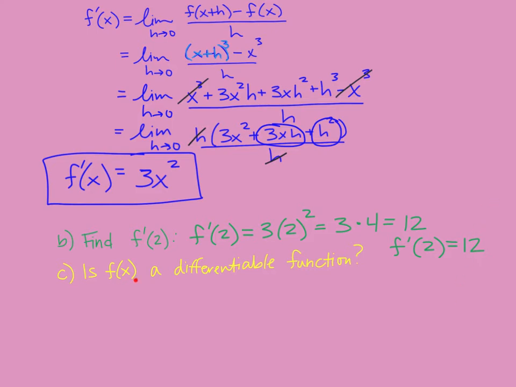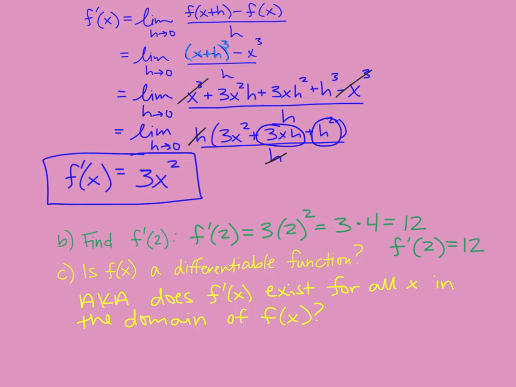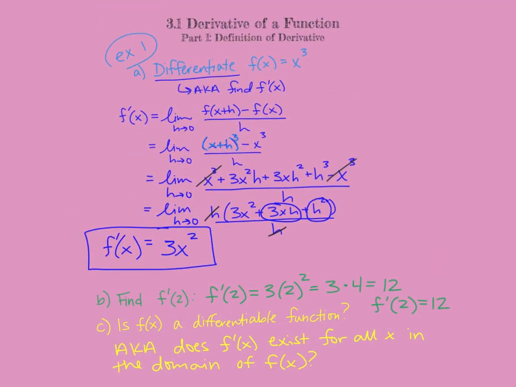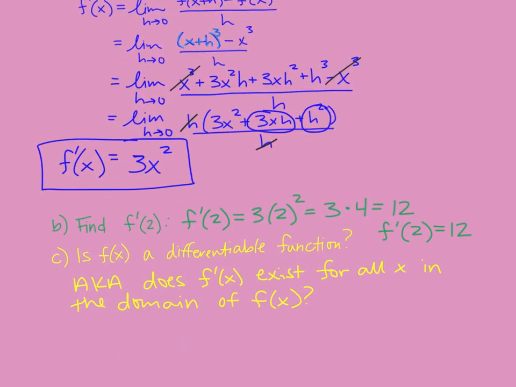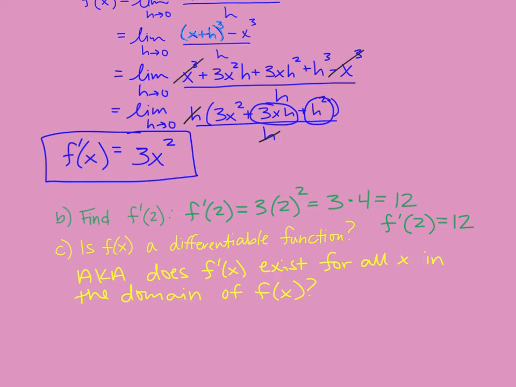Part C is asking us, is f of x a differentiable function? Now, in order to be a differentiable function, you have to have a derivative exist at all points in your domain. So, does f prime of x exist for all x in the domain of our original function? Well, again, our original function is x cubed. That has a domain of all real numbers. There's no x in a denominator, no x under a square root. And so does f prime of x, this quadratic function, does that exist for all x? Yes, it does.